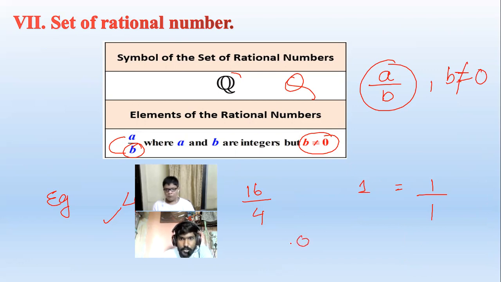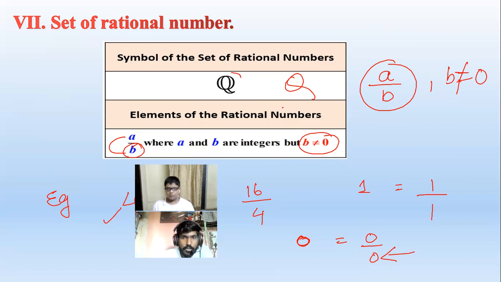Will 0, is this a rational number? No, because this is like 0 upon 0. Yes, and 0 is coming in the denominator. So this is not a rational number.